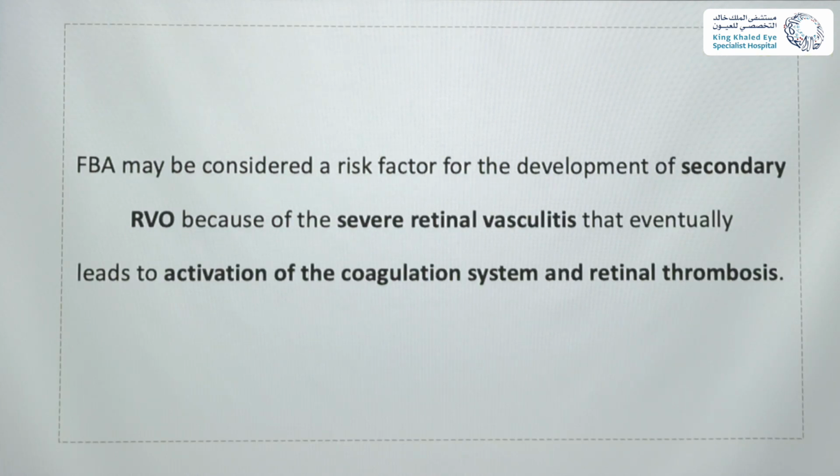So frosted branch angiitis may be considered a risk factor for development of secondary retinal vein occlusion because of severe retinal vasculitis that eventually leads to activation of the coagulation system and retinal thrombosis.